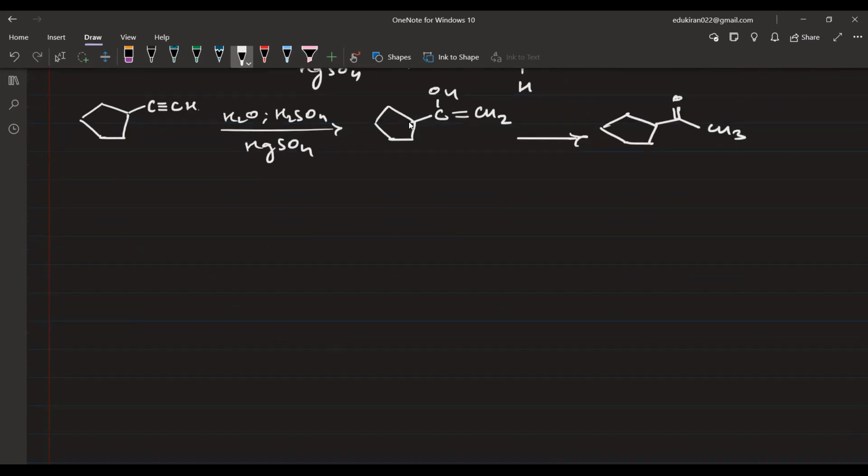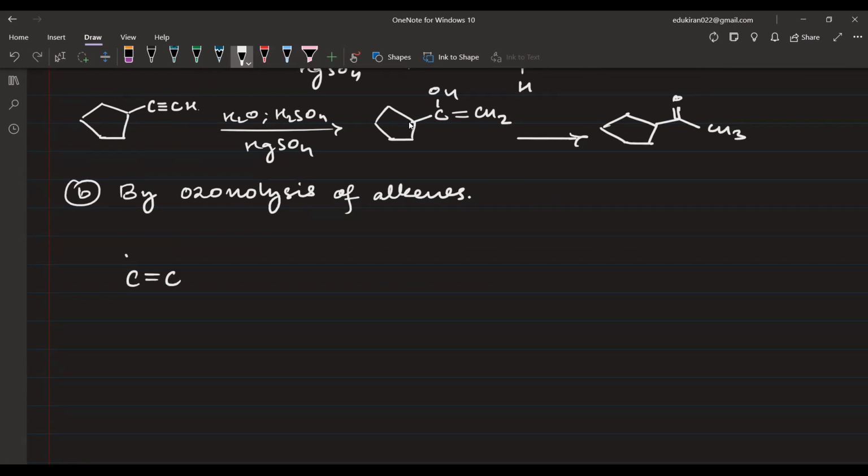Right, next. By ozonolysis of alkenes. This is B part on hydrocarbons. Please see the reaction, how it happens. You should have alkene. Now, alkene has a C double bond carbon. Now, both of these carbons can be connected to any two groups like this.